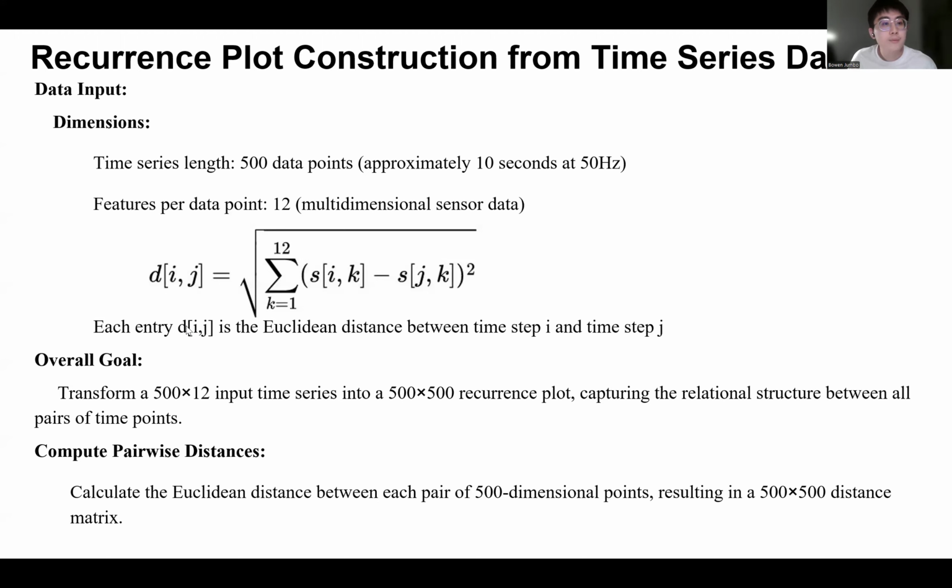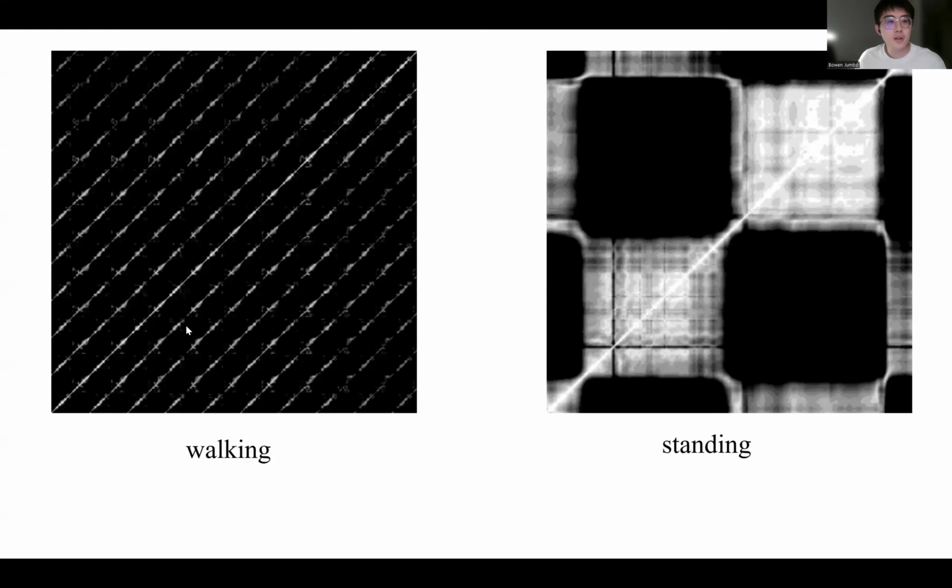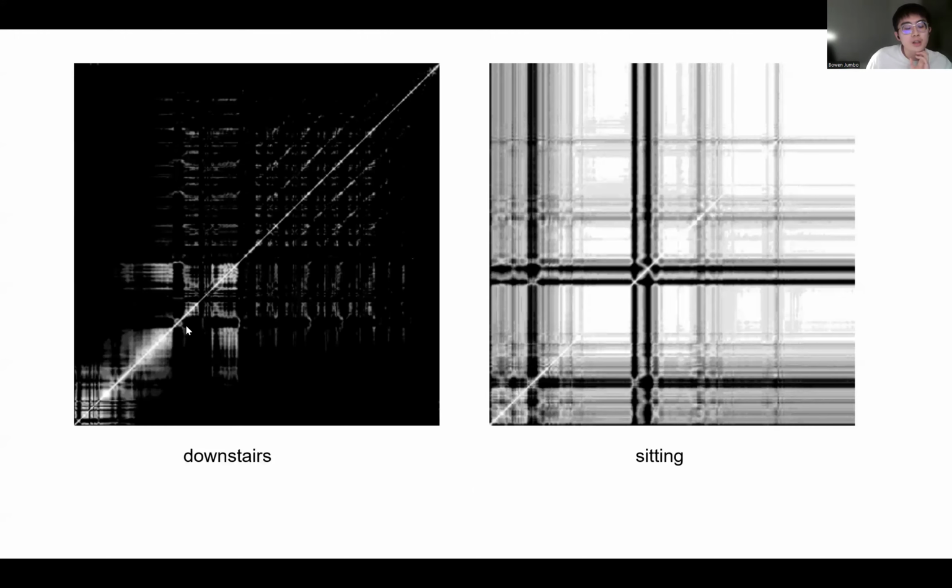Let's move on. Here is the example for the recurrence plot. It's walking, standing, downstairs, and sitting. It's easy for us to distinguish these pictures, and I think it's also easier for the algorithm to distinguish them.